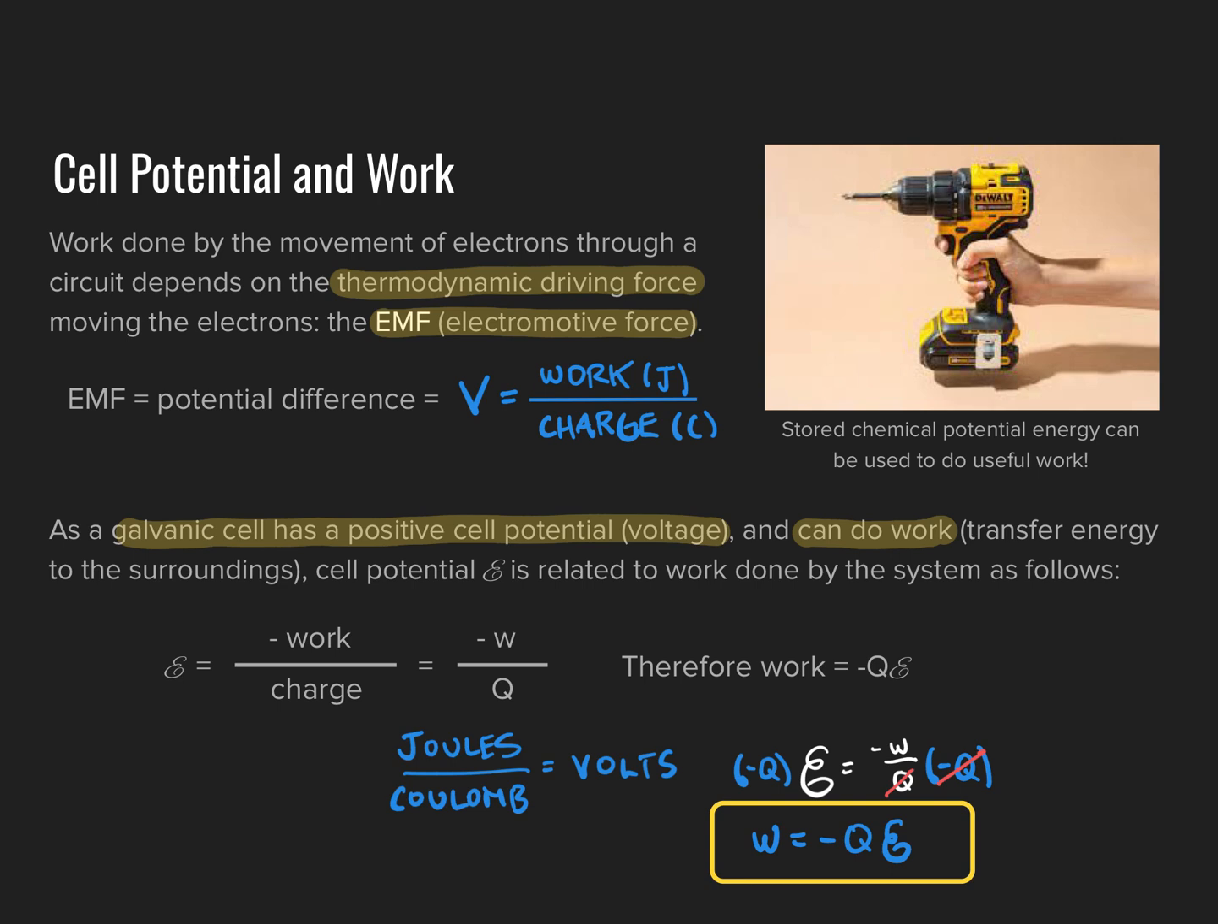Or, if the cell potential is greater, you would be able to do more work as well, because the amount of energy carried per unit of charge would also be larger in that instance. So essentially work is both directly related to the amount of charge moved, Q, as well as the cell potential, E, in our system. So now that we understand the relationship between cell potential and work, let's move on to our next slide.